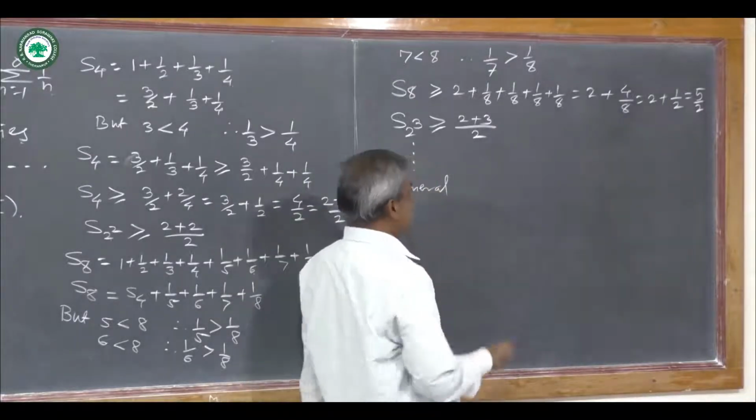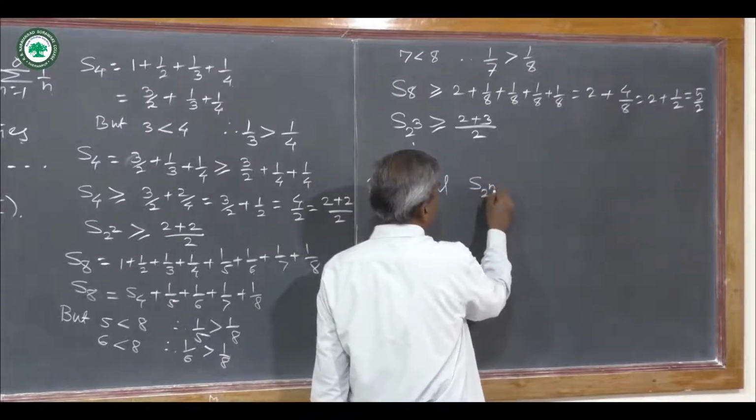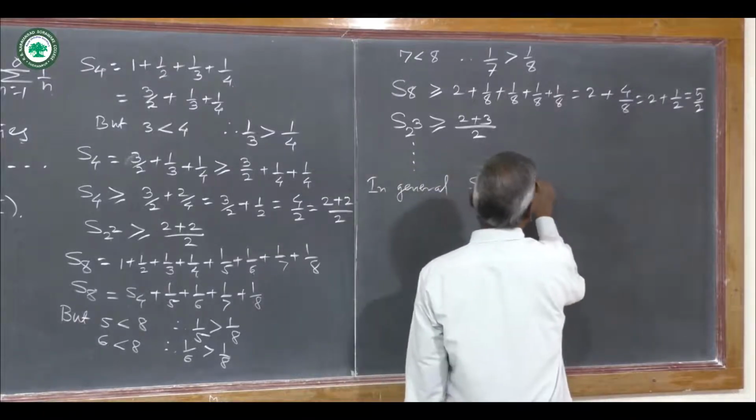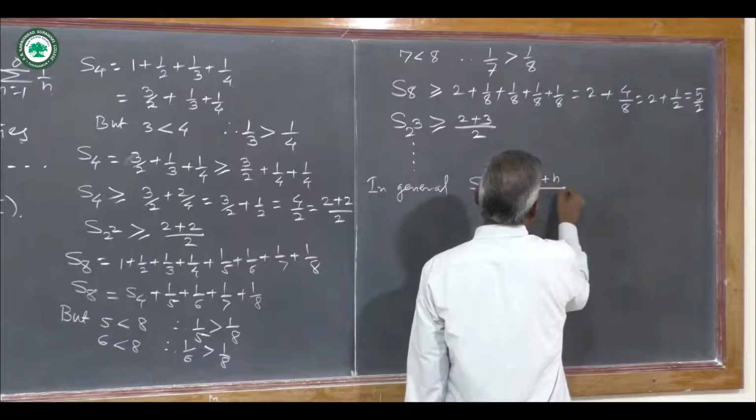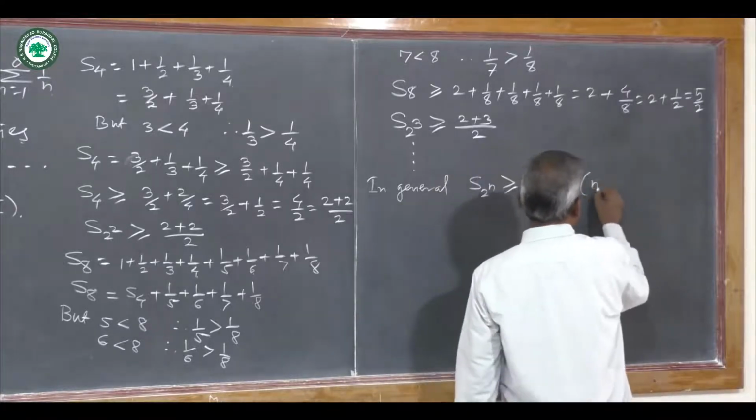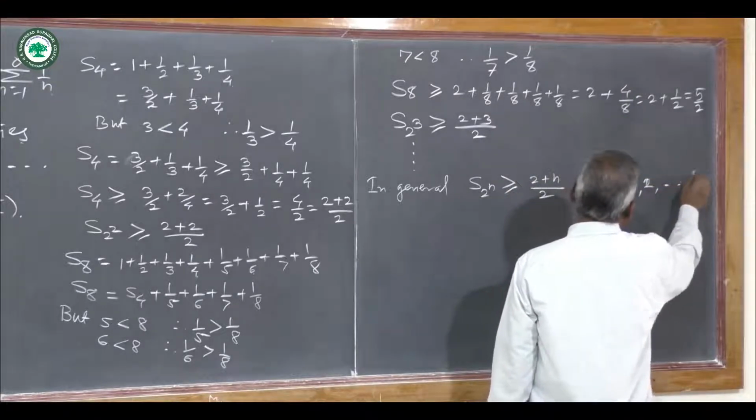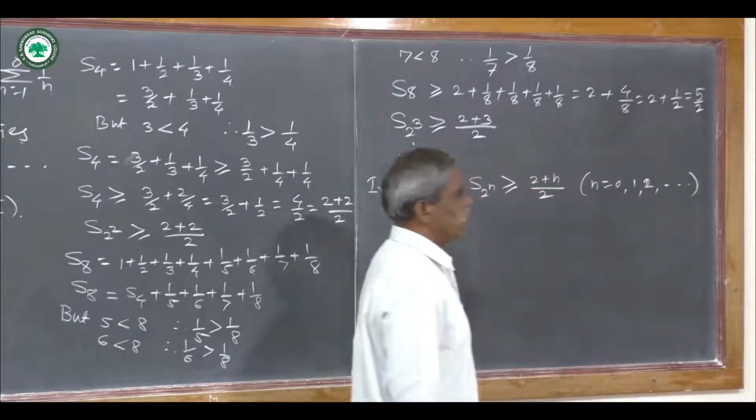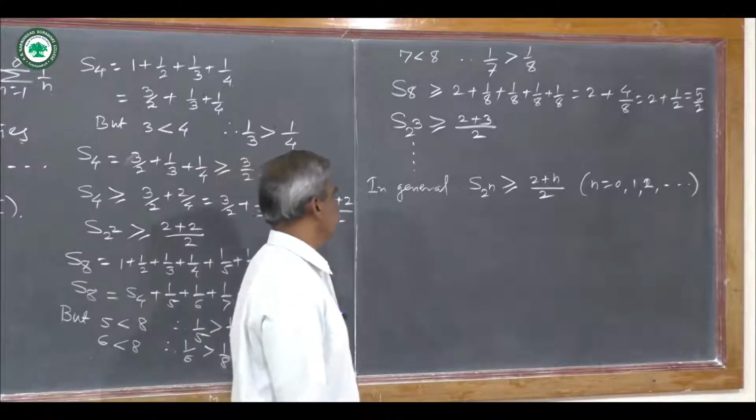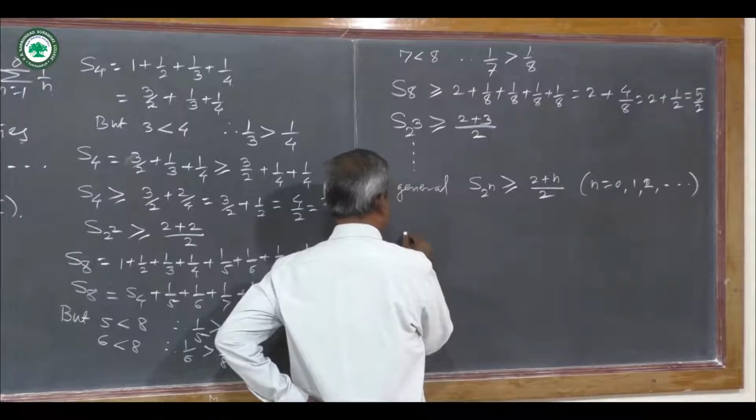We write S suffix 2 raised to n is also greater than or equal to 2 plus n upon 2, for every n equal to 0, 1, 2, 3 and so on. Now take the limit as n tends to infinity.